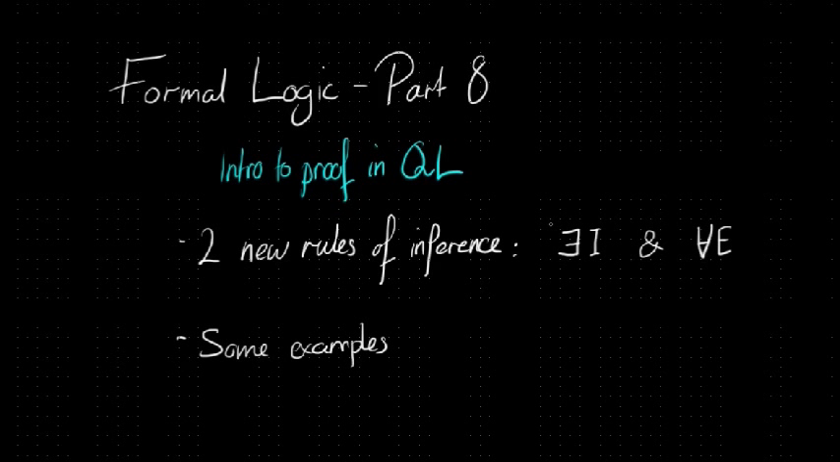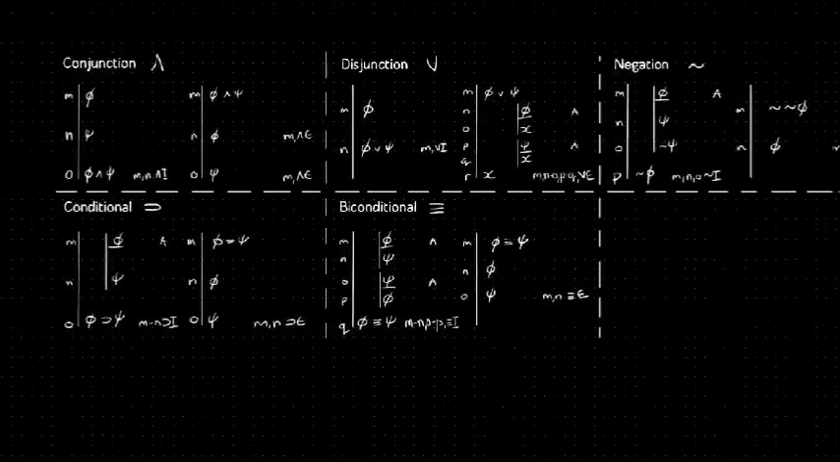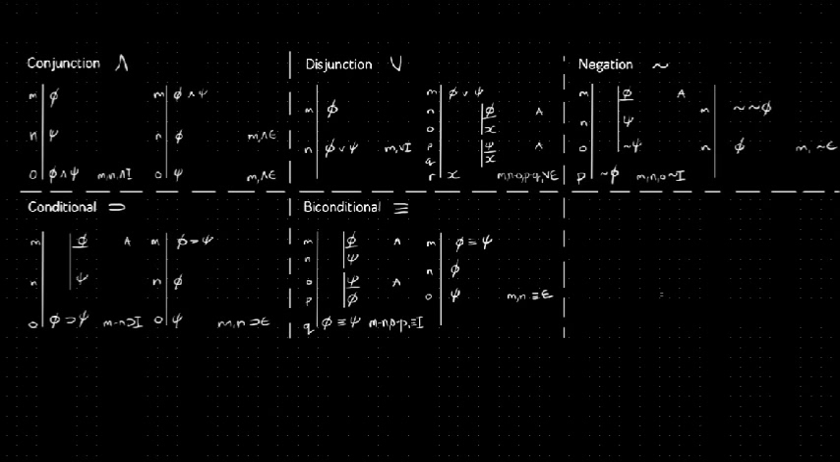We're also going to introduce this week two new rules of inference, the existential introduction and the universal elimination. And then I'm going to look at some examples of those things in action and just the general rules, the constants that we had from PL, how they interact with quantified statements. Okay, so here are the constants we already knew.